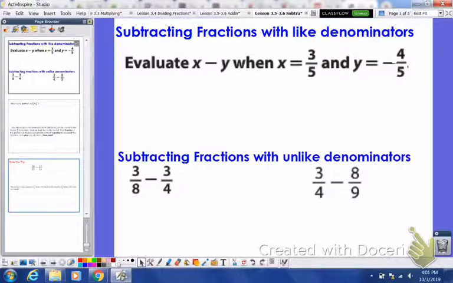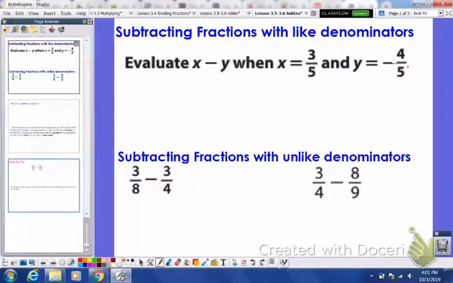Okay, so here we go with the last lesson. We're going to be talking about subtracting fractions. Very similar to adding fractions. So starting with subtracting fractions with like denominators, evaluate x minus y when x equals 3/5 and y equals -4/5.